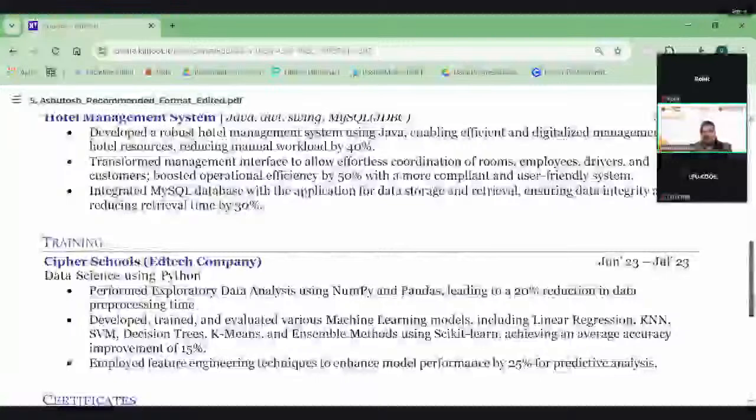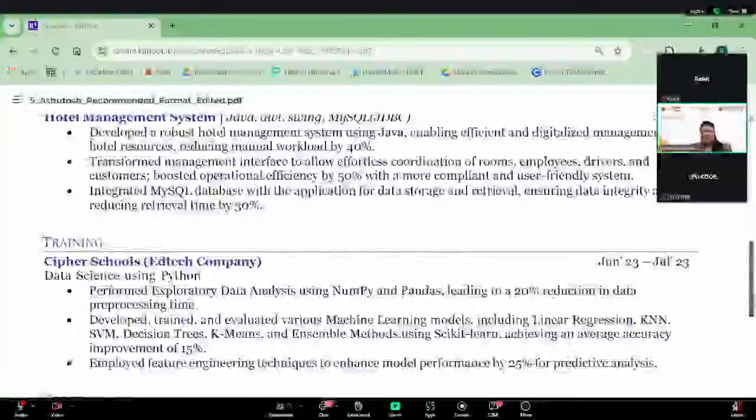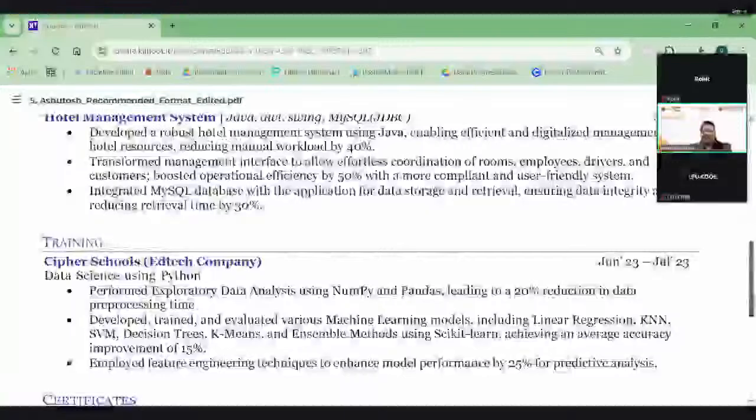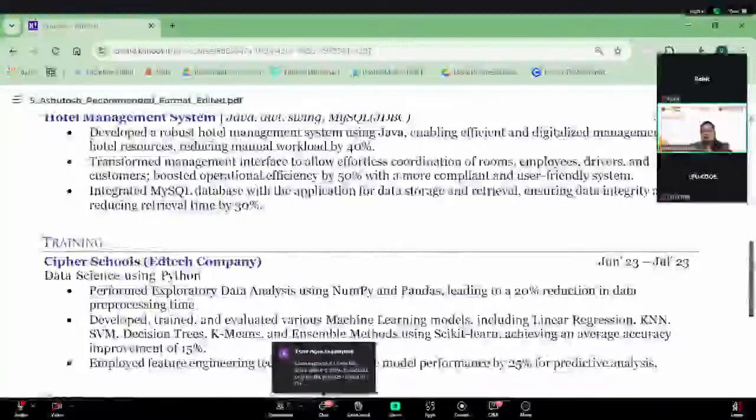If your training or your project has wrapped up in 1 month, then only a single month and year will come in the CV. However, if it is stretching more than 1 month, then it should be starting month and year, hyphen, ending month and year.